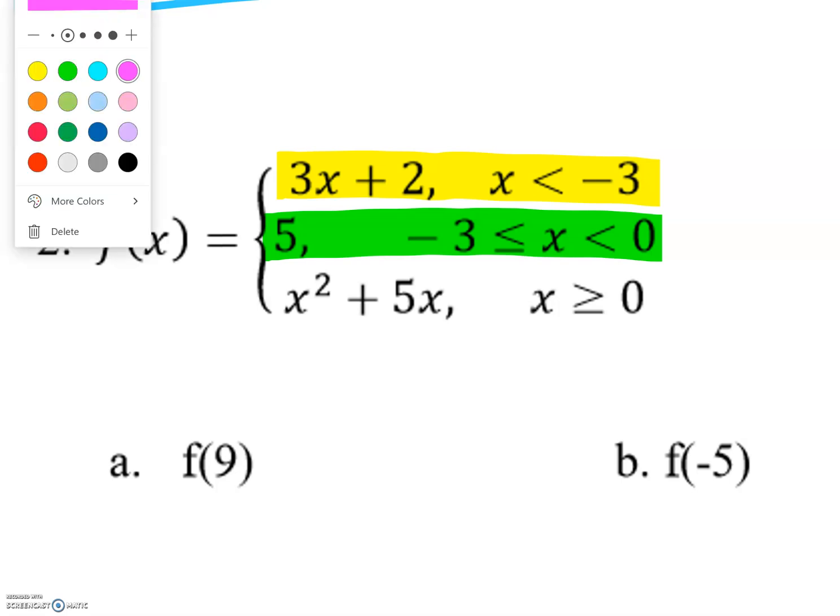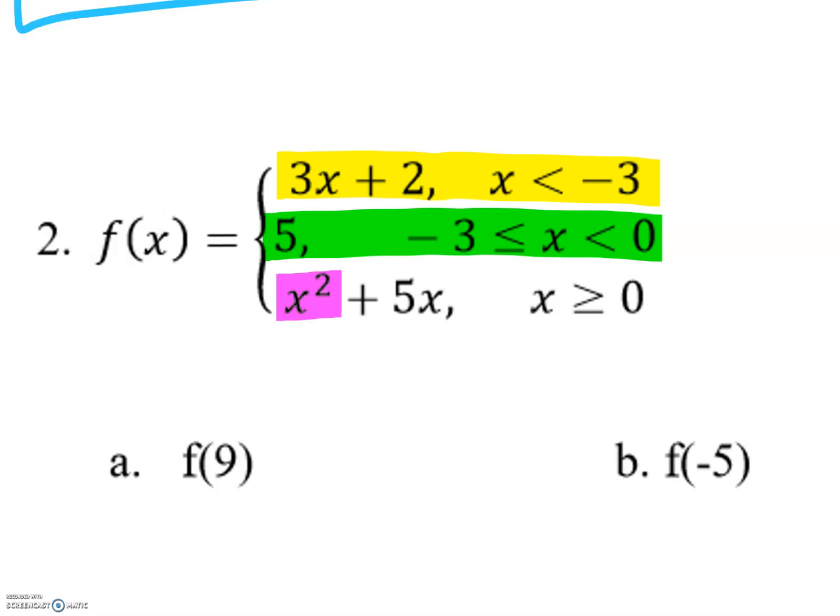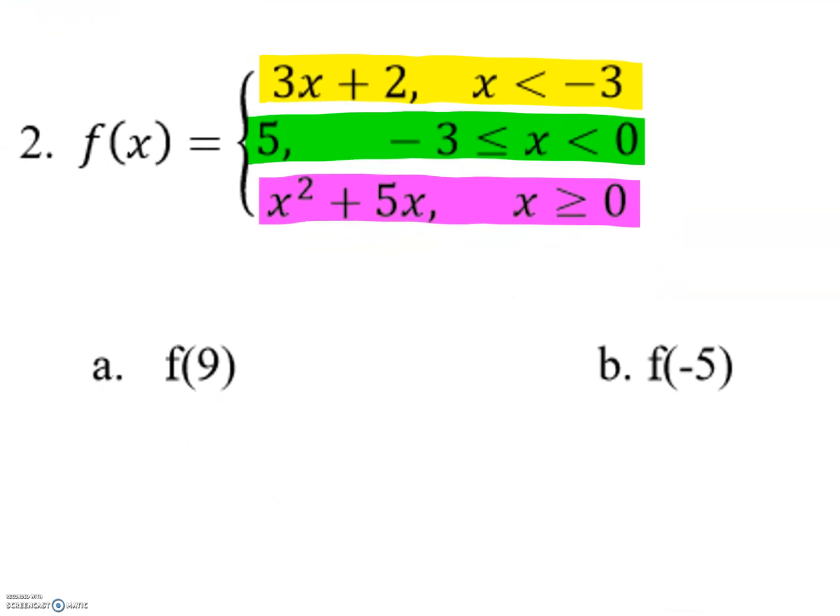And our last function is x squared plus 5x, and it's saying use that function when x is greater than or equal to 0. So, we're going to look at our x. So notice for part A, my x value is a positive 9. So which one of these 3 is it going to fall under? Well, it's going to fall under the pink function.